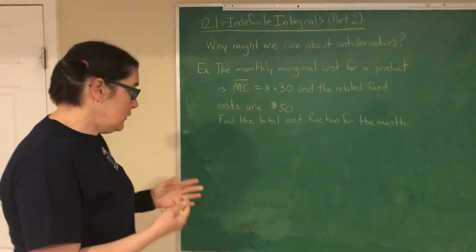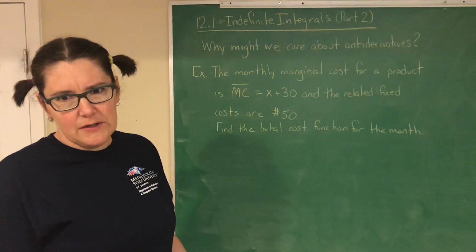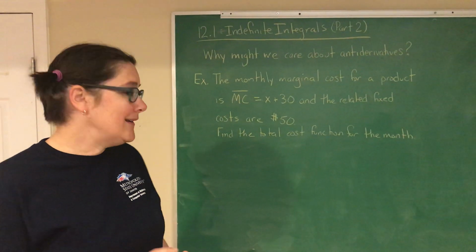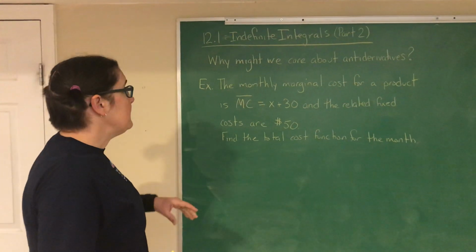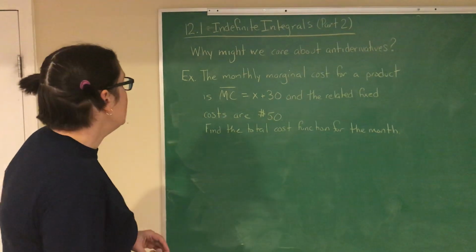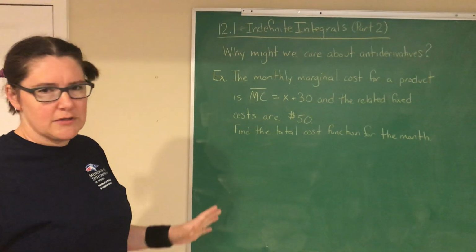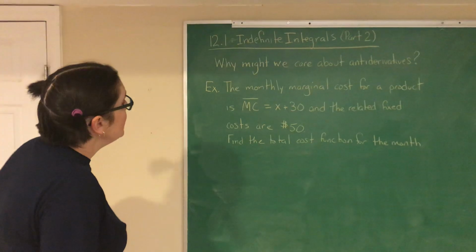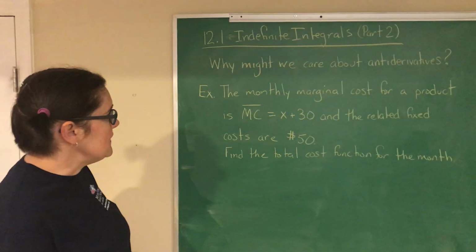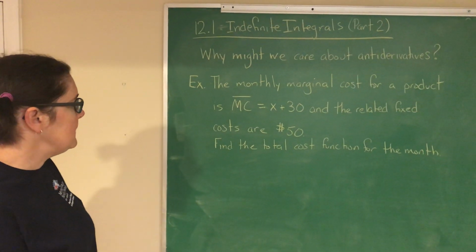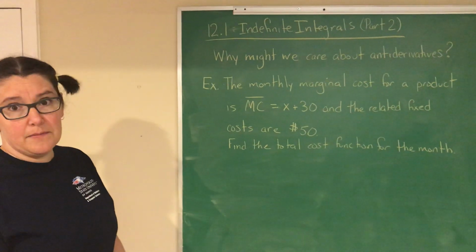Okay, so in the last part we talked about what an integral is, what an antiderivative is, and how to find an antiderivative, but we did not talk at all about why we might care about these things. So in this part of our video, I want to talk about an example of why we might care about an antiderivative. This is just one example; there are quite a few different examples that we will see over the next few class periods. In this example, the monthly marginal cost for a product is MC equals X plus 30, and the related fixed costs are $50. Our job is to find the total cost function for the month.